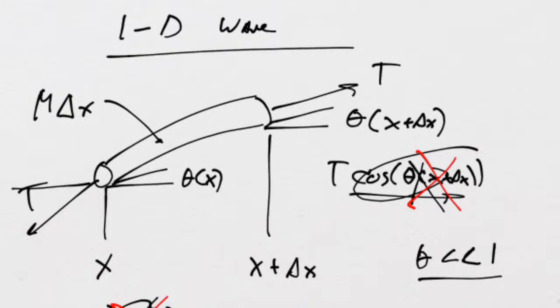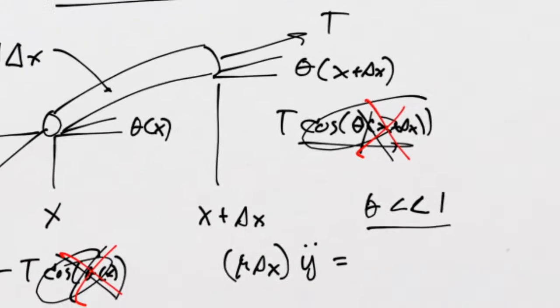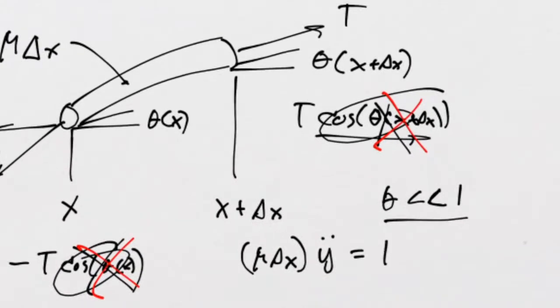So let's see. But anyway, I need the mass density of this thing. So I then have to say that the mass, which would be mu delta x, times the acceleration, which we have to presume is vertical. So let's see, what would I do for that? I guess we will call the displacement y. So y, second derivative. That's going to have to be the difference in these two vertical tensions, which is going to be the tension times the sine of x plus delta x.